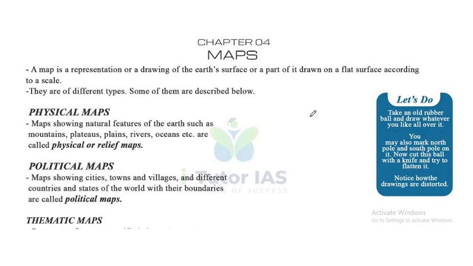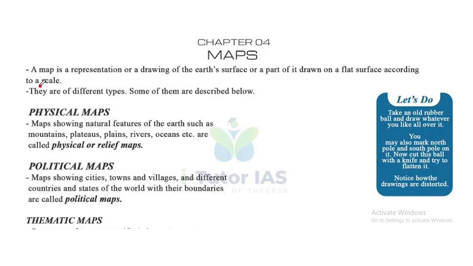Today we are going to discuss 6th class NCERT Geography Chapter 4, Maps. Let's begin. First, what is a map? Look at this definition. A map is a representation or a drawing of the Earth's surface or a part of it drawn on a flat surface according to the scale.